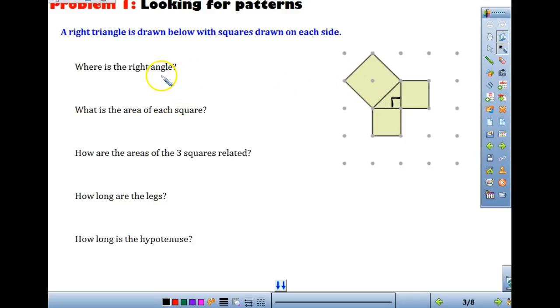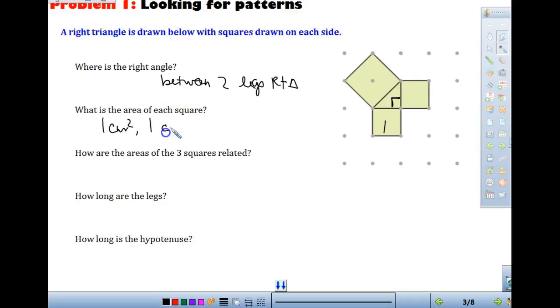And we could say the right angle is always between what? Between the two legs of our right triangle, right? So it's always between those two legs. So it says, what is the area of each square? So the bottom square is what? 1 centimeter squared, did you say? Right? That's 1. How about this one? Another 1 centimeter squared.